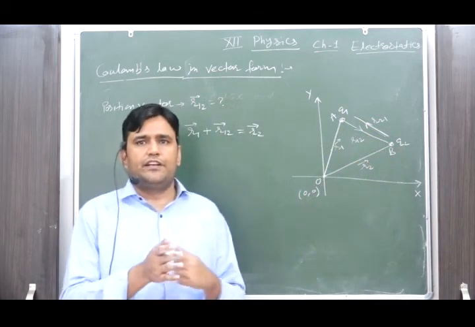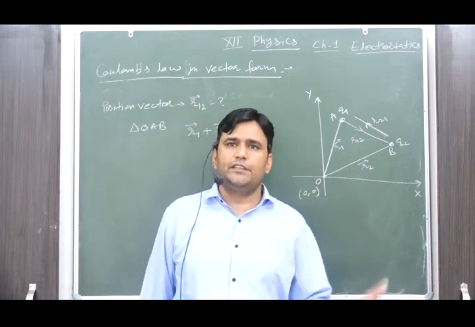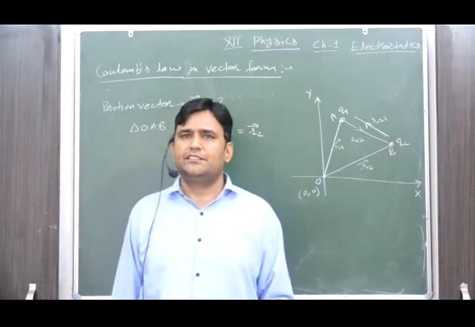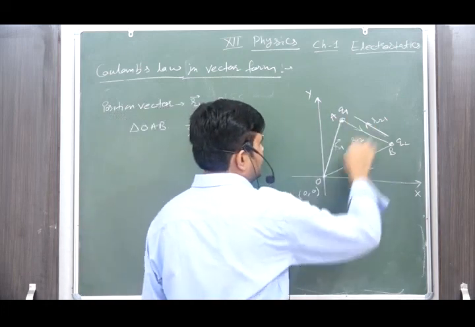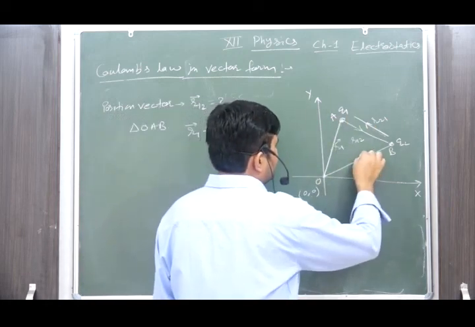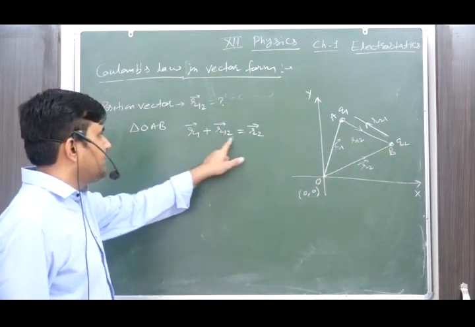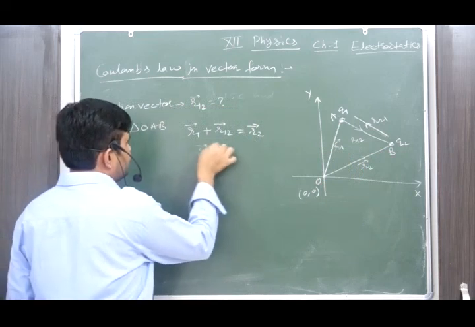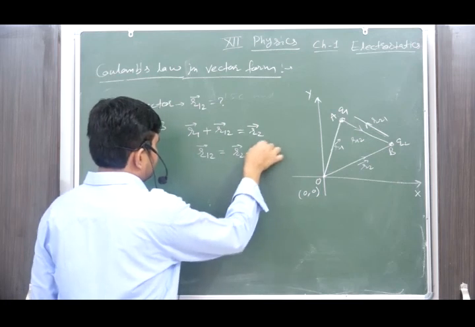It means if you take any two consecutive sides, the third side, whether it is in the opposite direction, represents the summation of both the sides. Here is the first vector, here is the second vector. Now it is in the opposite direction. That's why R1 plus R12 equal to R2. Here the value of R12 is R2 vector minus R1 vector.